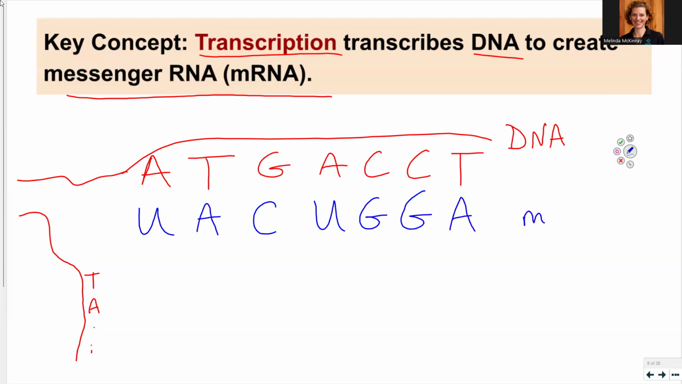So this is our messenger RNA. And you just keep going, creating a complementary strand of that information for your gene. And that's going to be used to make the protein.